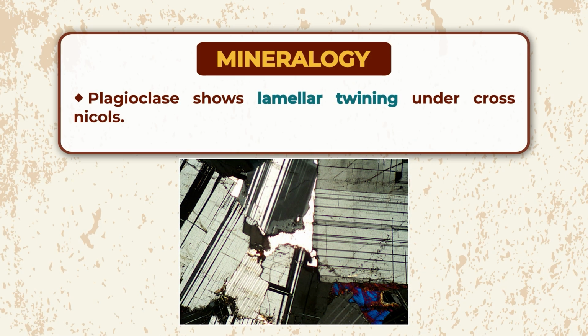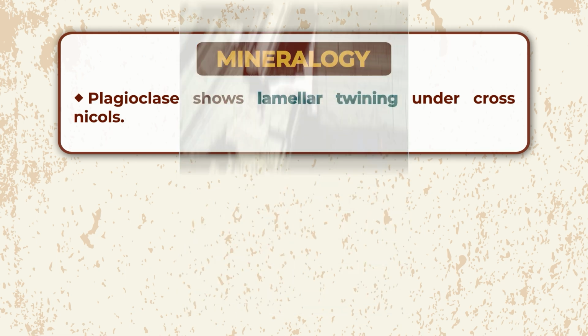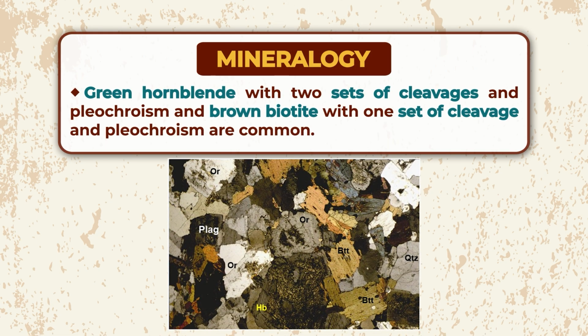Plagioclase shows lamellar twinning under crossed Nicols. Green hornblende, which is present in these rocks, is known to show two sets of cleavage and pleochroism. And brown-colored biotites usually have one set of cleavage, and pleochroism is also common. Pleochroism means when we observe a rock thin section under the microscope, the minerals which are pleochroic change their colors upon rotation of the microscope stage. This is due to differential absorption of color in different directions. So this is the property of pleochroism.